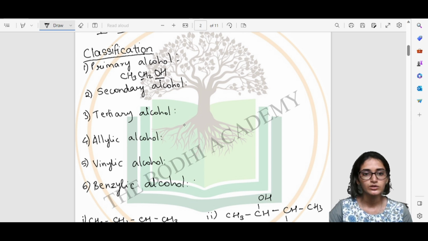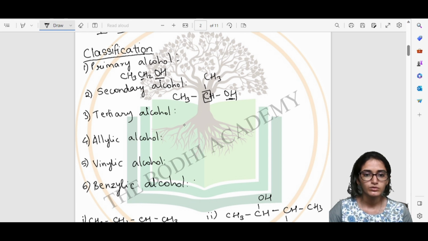Then we will study the secondary alcohol. Whenever we have this type of arrangement, CH3CH(OH)CH3, here what you can see is the OH group is attached to a carbon and this carbon is further attached to two more carbons. So in this case it is called a secondary alcohol.